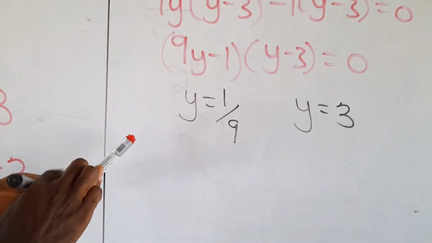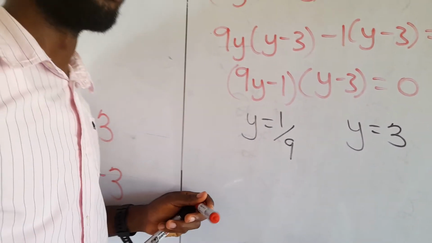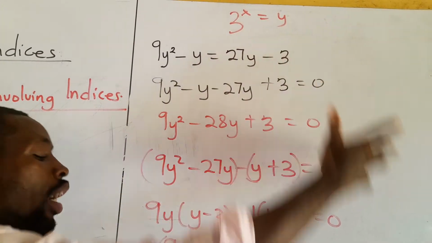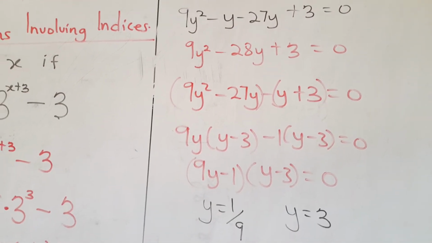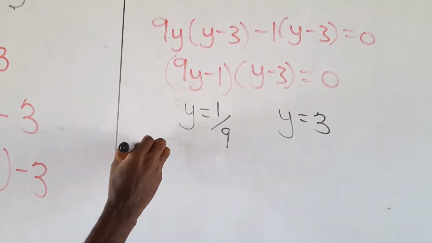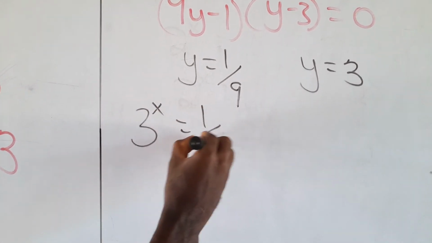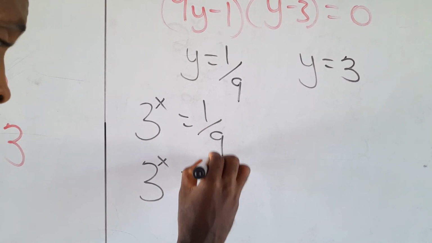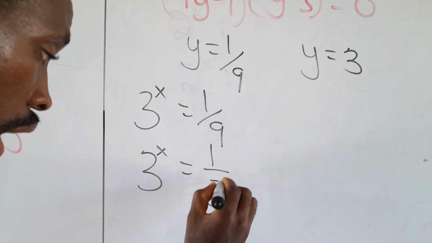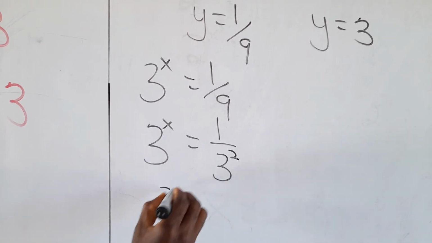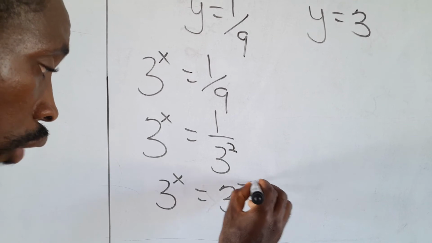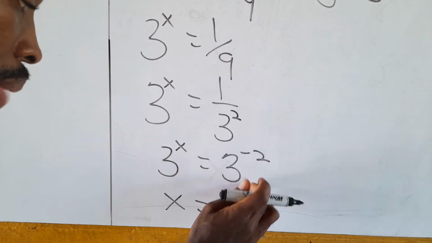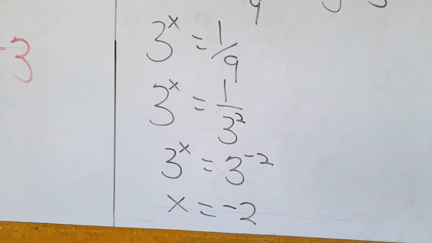But remember, we don't need the values of y. We need the values of x. But 3 exponent x is equal to y. So we can boldly say that since y is equal to 1 over 9, our 3 exponent x is equal to 1 over 9. So 1 over 9 in index form, with 9 in index form as 3 exponent 2, you can have 3 exponent x is equal to 3 exponent negative 2 using that property. So our x will be equal to negative 2, since the bases are the same, we equate the exponents.